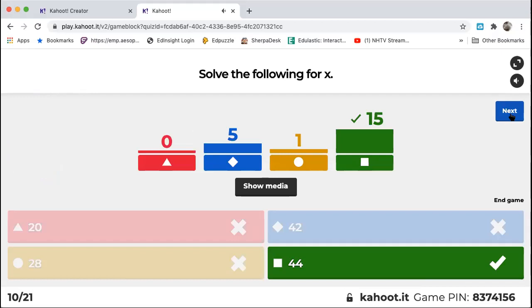So you would write it in exponential form and then add 8 to the other side. The base was 6, so 6 squared is equal to x minus 8.